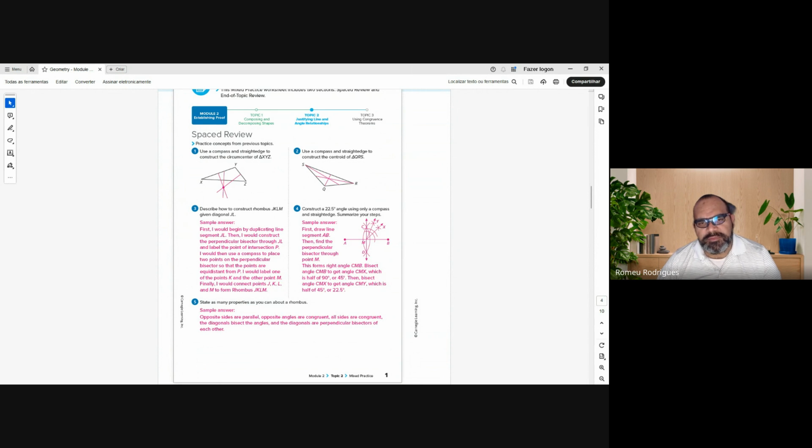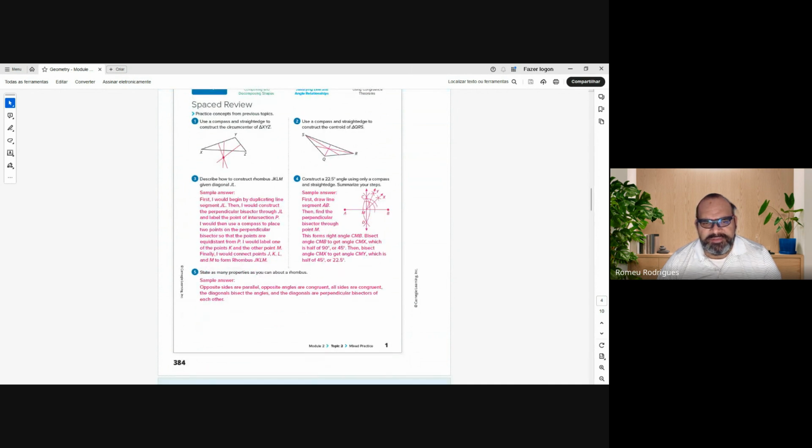Okay. Just this. Describe how to construct a rhombus. Here are the directions to construct a rhombus. Construct a 22.5 degree angle using only a compass and straightedge. Guys, I'll not use this one much in the assessment. Don't worry about that. I will not ask you number 4.